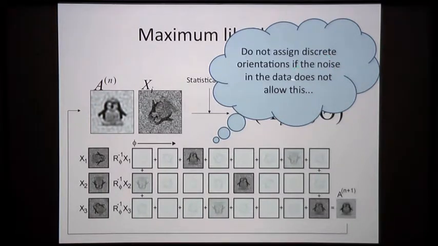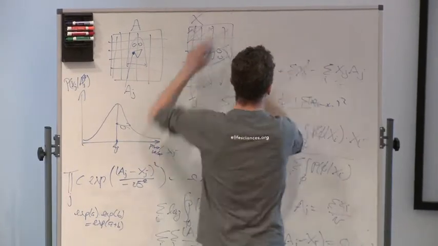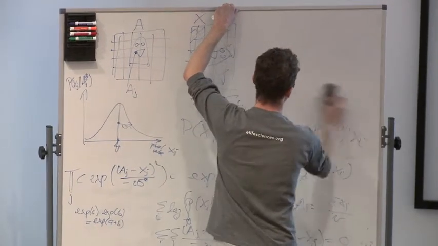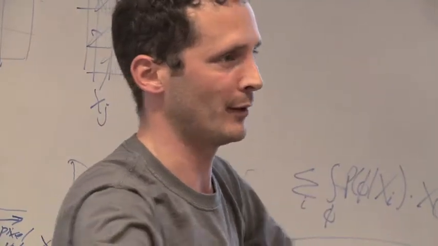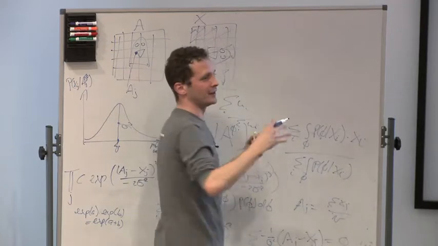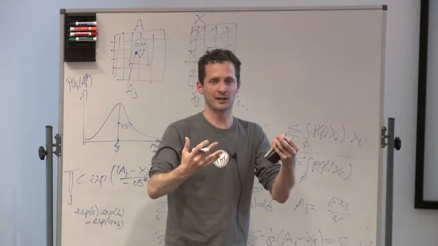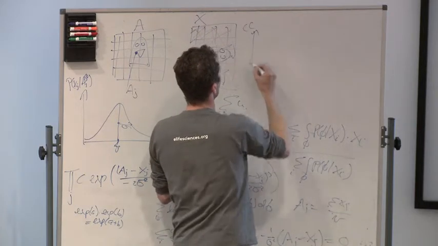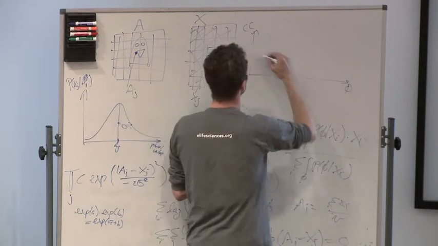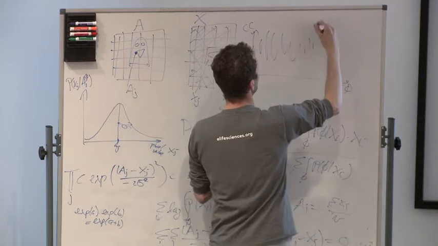You do not assign discrete orientation if the noise in the data doesn't allow it. So the cross-correlation plot for the penguin that I showed before was not very noisy, because the penguin images I put up were not very noisy. It was just a scribble of me in PowerPoint. Okay? If there is a lot of noise in the image, like we've seen on some of the images before, then the actual cross-correlation plot for all the orientations can become extremely noisy, okay?